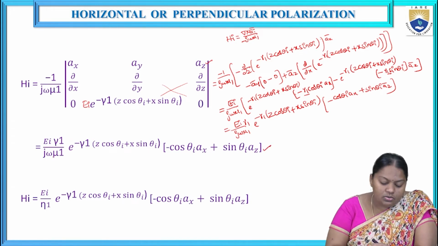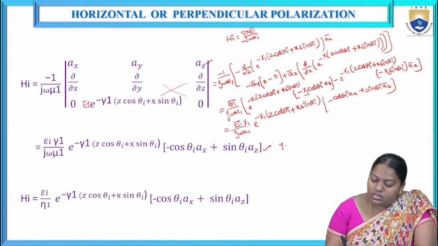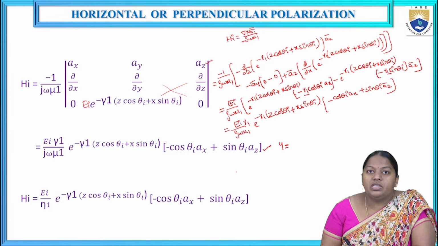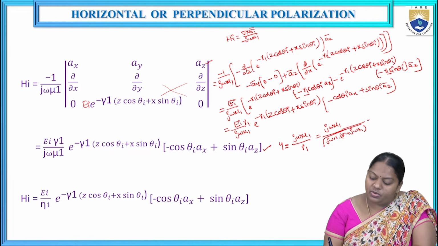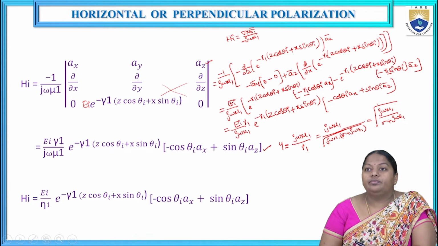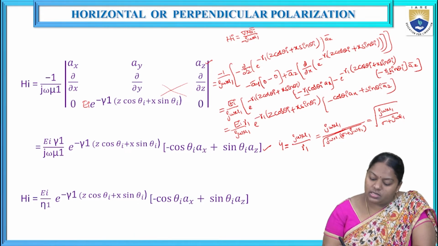Now from this, γ1 by jωμ1 is to be considered as the intrinsic impedance η. Why? Because from the wave characteristics, the intrinsic impedance η is given by jωμ1 by γ1. As we know, the general formula is jωμ1 by, if you write the equation for γ1 as the root of jωμ1 into (σ + jωε1), and simplify, the root of jωμ1 by (σ + jωε1). This is the way we have got the solution for the intrinsic impedance η.